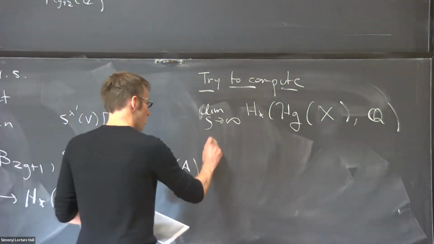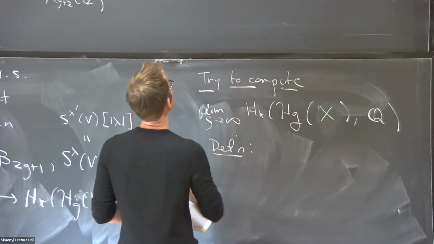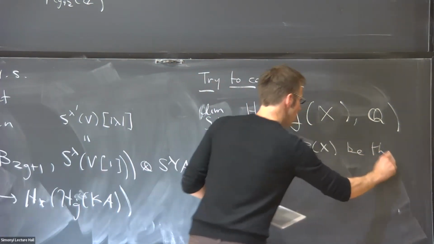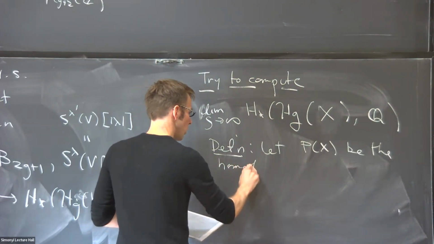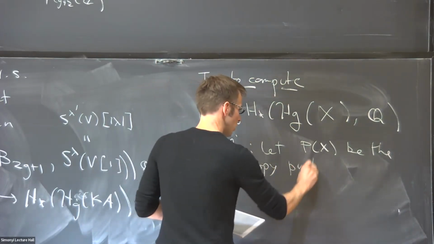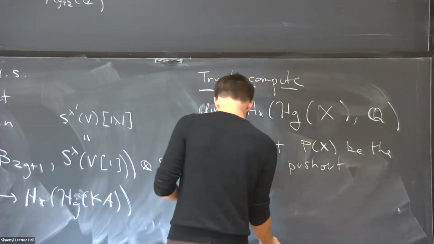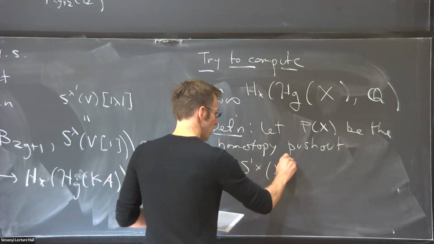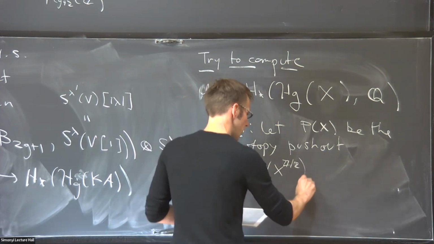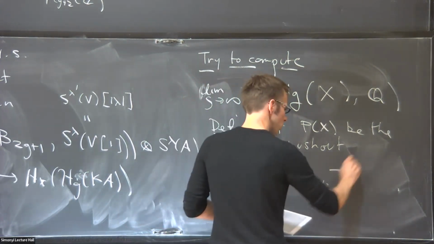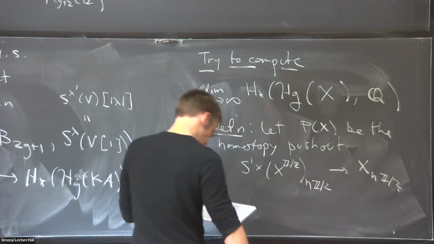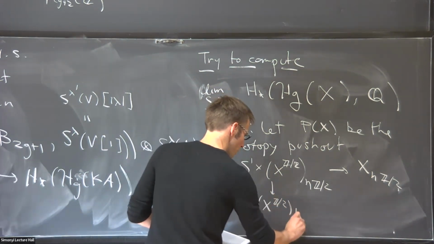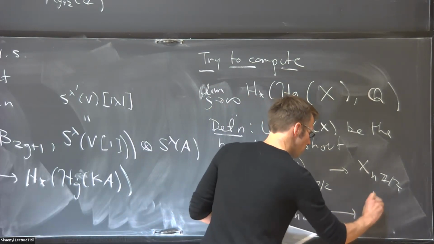So here's a definition. Let P of X be the homotopy pushout diagram. Let me write it down and explain it. S^1 cross X^{Z/2}_{hZ/2}, X^{Z/2}_{hZ/2}, X_{hZ/2}. This is the pushout.